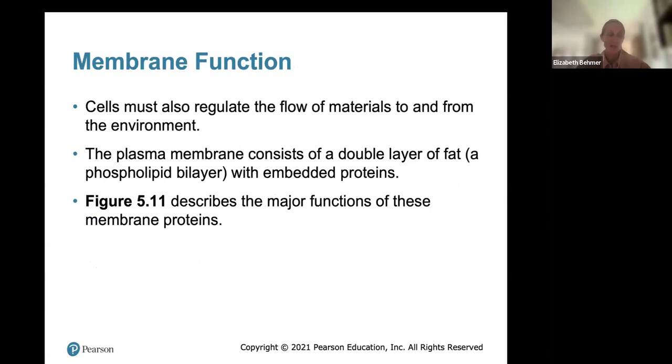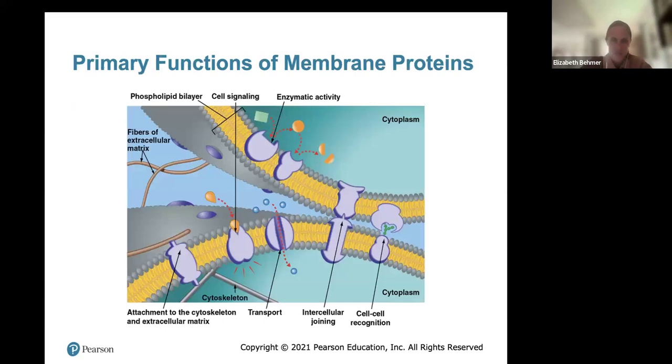Membrane function. So cells must also regulate the flow of materials into and out between their extracellular and intracellular environment. The plasma membrane consists of a double layer of fat, a phospholipid bilayer with embedded proteins. And we can see what a membrane looks like with the different proteins, the phospholipid bilayer, and so forth.